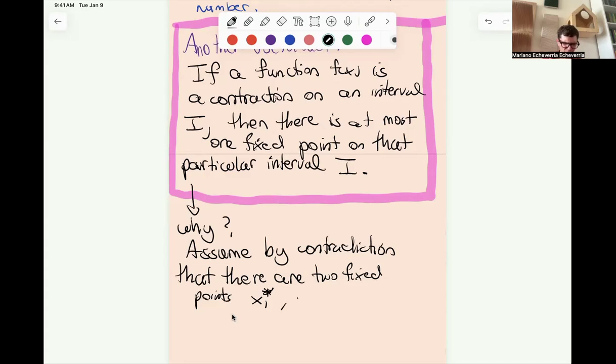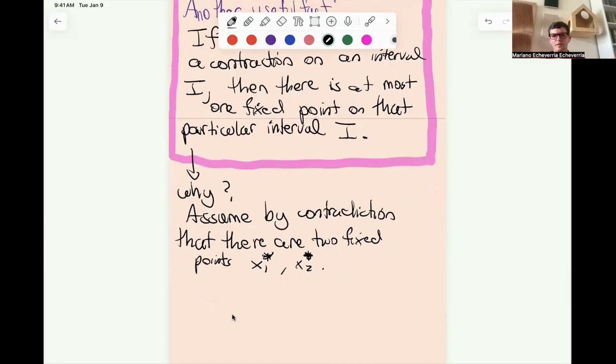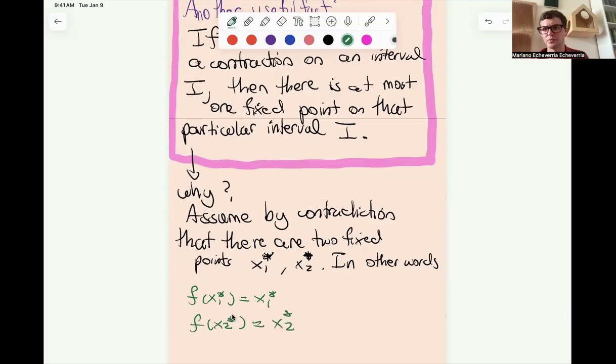Whenever I write a fixed point, I'll try to decorate it with a star to say that it's a special point. And what does it mean to be a fixed point? It means that the function does nothing to it. In other words, f of x1 star is x1 star, and f of x2 star is x2 star. That is what it means to be a fixed point. Is that making sense?